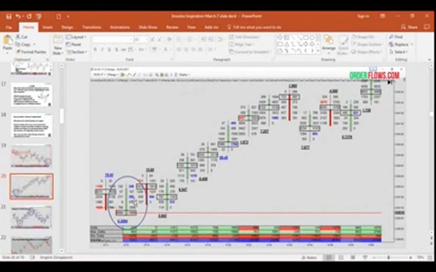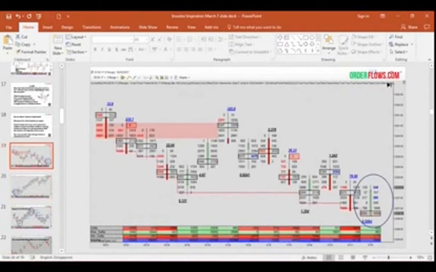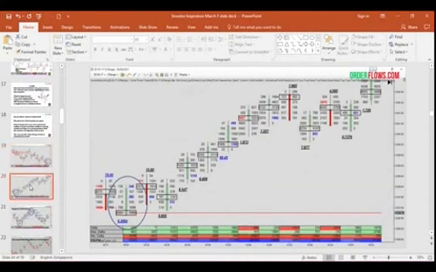If you've ever played poker, everyone's always talking about, oh, he's got a tell. He scratched his nose or he rubbed his eye. That gave away what was going to happen next. And things like point of control in the order flow tell you what's going to happen next. Everyone talks about, oh, you want to have low risk trades. Well, down here you have a lot of support. This is the market telling you, hey, there's support down here.